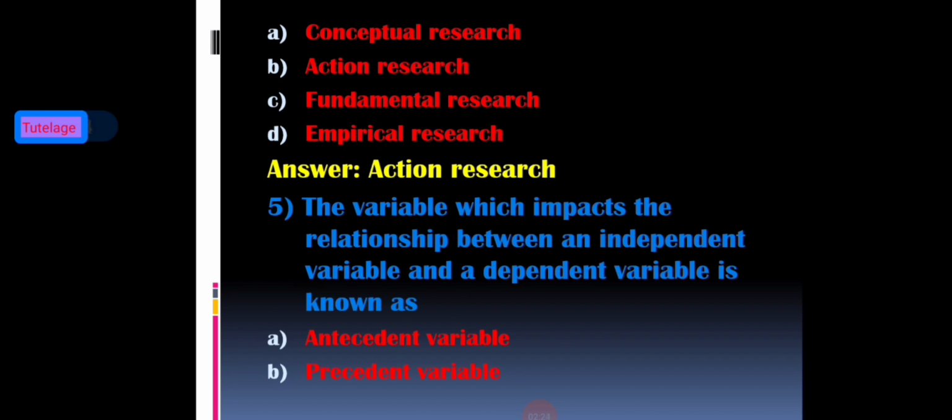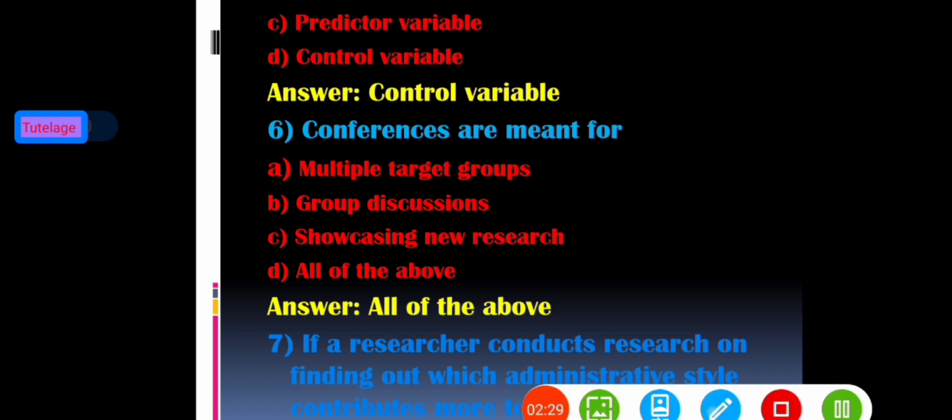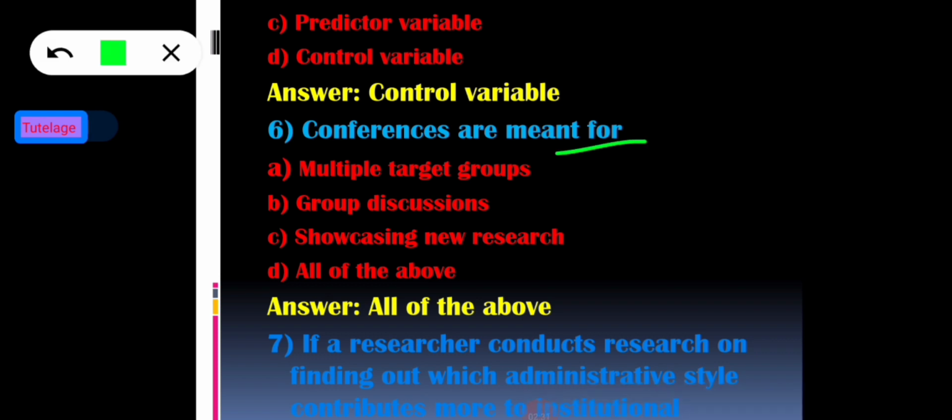So I think this is clear. So now move on to the sixth question. So sixth question is, conferences are meant for multiple target groups, group discussions, showcasing new research, and last option, that is all of the above.